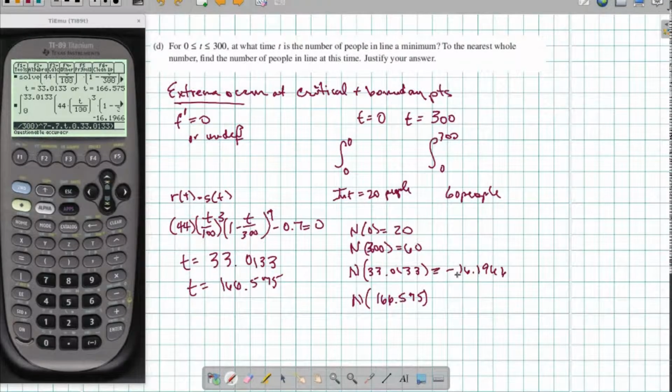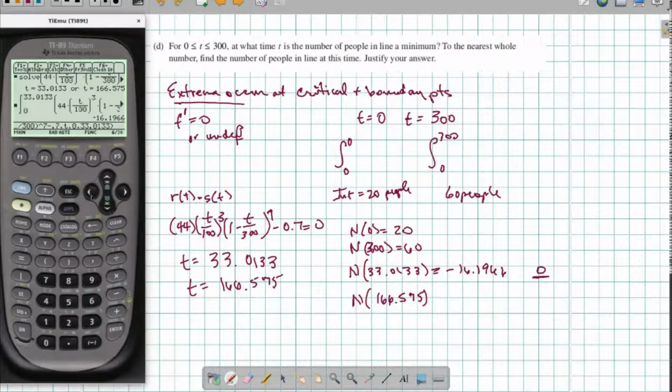And we end up with negative 16.1966 people. Now, this has a meaning to us in the context of the problem. How can I have negative 16 people? Well, it must mean that the rate of people coming off the elevator was faster than the rate of people coming on, and at some point the elevator was empty. So this is really going to be 0 people.